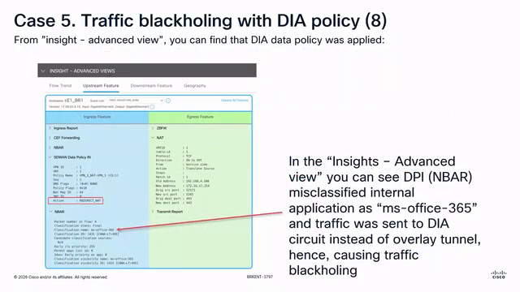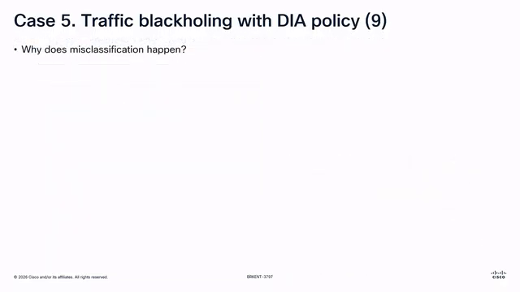And within that, we can see that, oh, interesting, traffic is classified as Office 365, right? So the traffic for the internal server, whose internal IP address is RFC 1918, somehow got classified as Office 365 and sent to the DIA, to the internet. Obviously, it cannot reach the destination, right? The root cause now is clear. It's a misclassification, right? So why does misclassification happen? This is a $1 million question, actually.